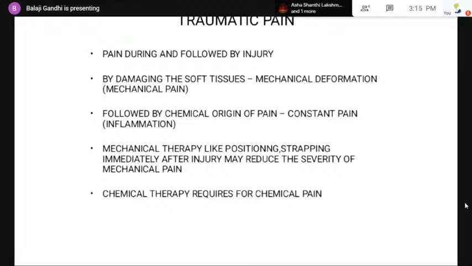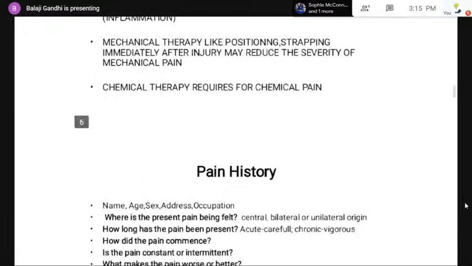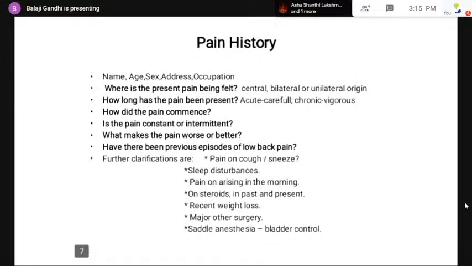So the mechanical therapy: immediately after the injury, if you put on a strap or positioning or bandaging, something which can protect the damaged tissues, that will reduce the severity of the mechanical pain. And the chemical therapy is required for the chemical pain. And now we will see the pain history.